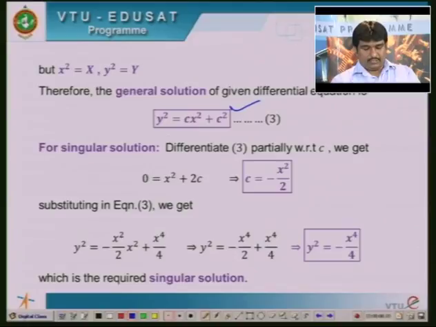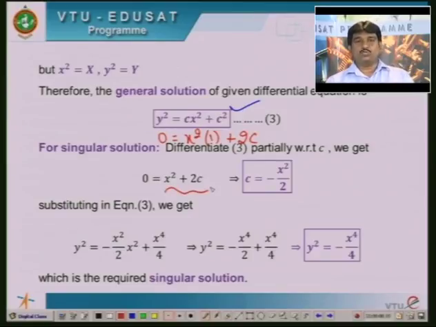Derivative of y square is 0. x square is constant, derivative of c is 1, plus derivative of c square is 2c. So we get x square plus 2c, 0 equals x square plus 2c, which makes c equal to minus x square by 2. Substitute the c value here. Therefore y square equals minus x square by 2 into x square plus c square.